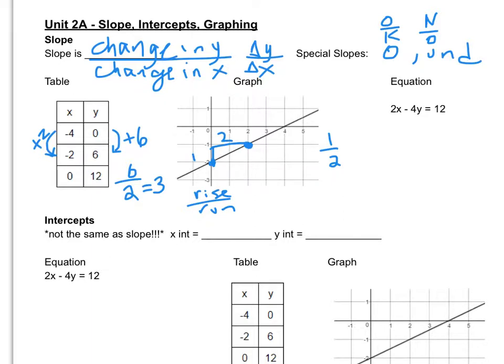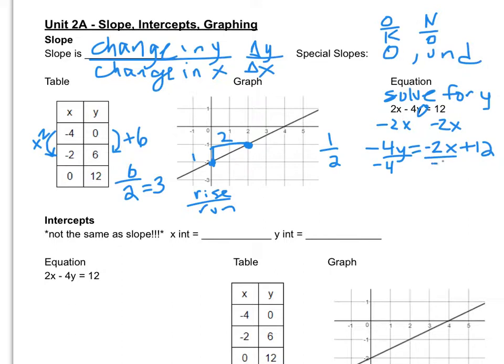And from an equation, that's where I need to solve for y. That means get y by itself, or get it into y equals mx plus b. So the first thing for me to get y by itself is to subtract 2x from both sides, and I get -4y equals -2x plus 12, and then divide everything by -4, and I get y equals 1/2 x minus 3. So my slope would be 1/2.